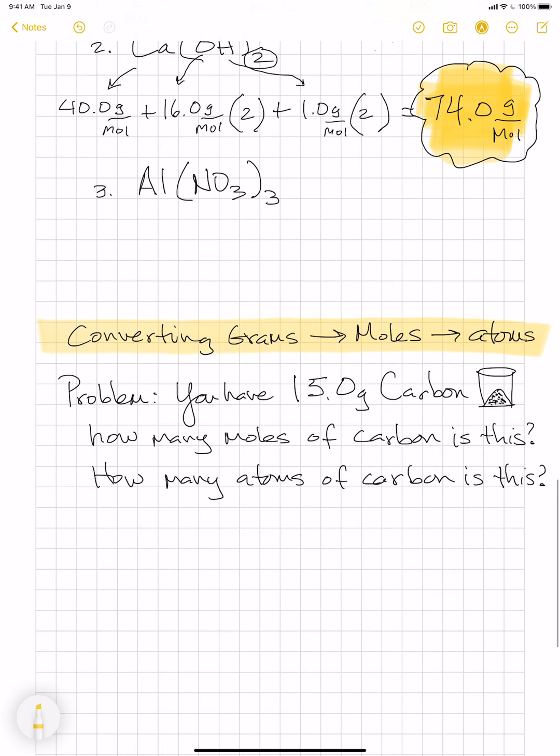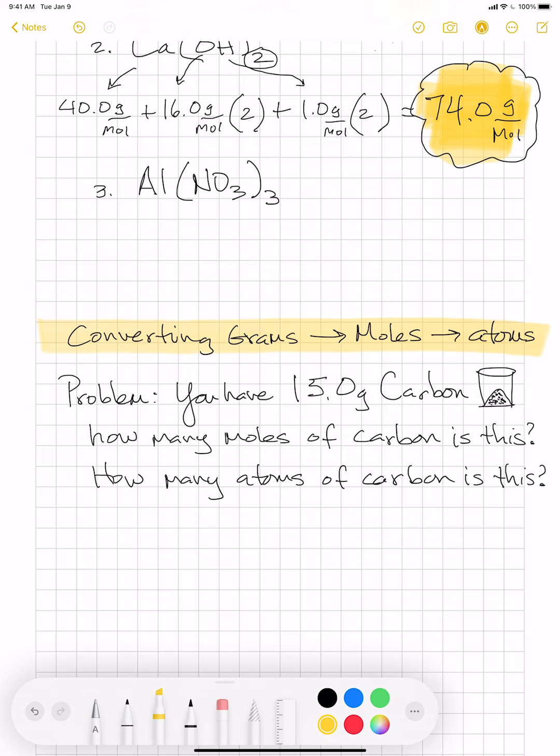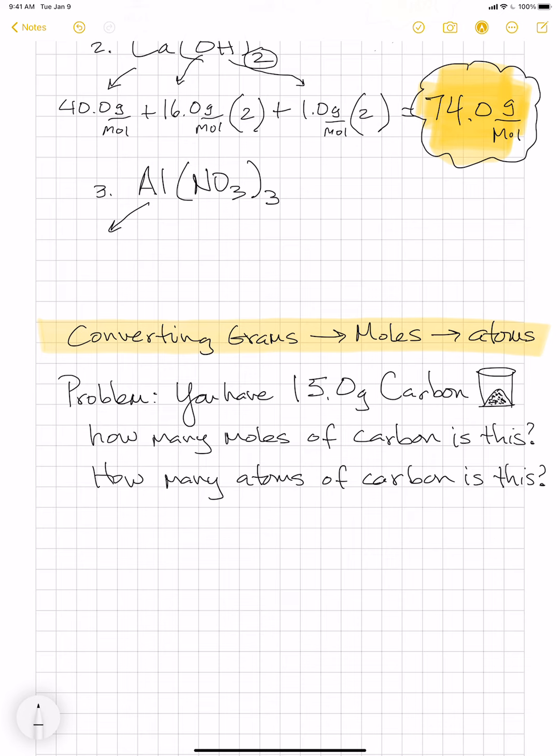Now, the next one I really want you to watch because there is one in your homework that's similar to this. So let's do this together. Same idea. We're going to calculate the molar mass, right, guys? So we need to find aluminum's molar mass. And aluminum is all the way over in group 13.